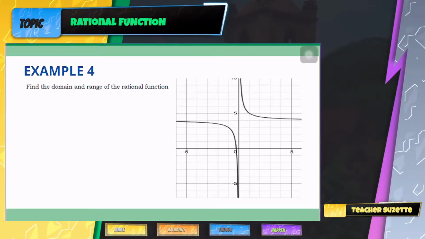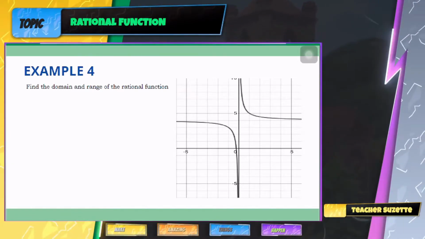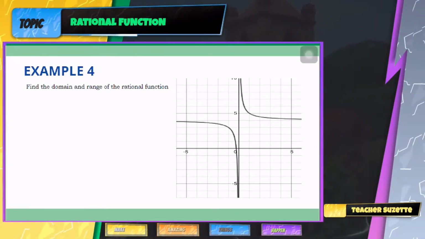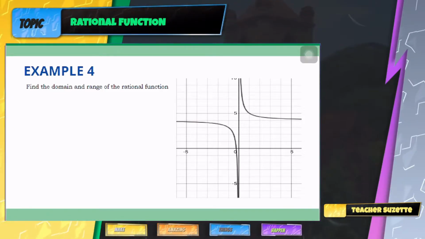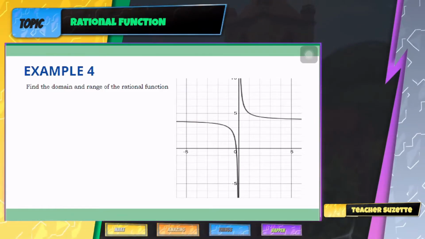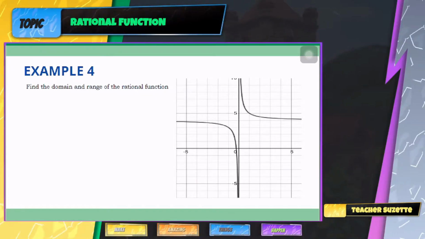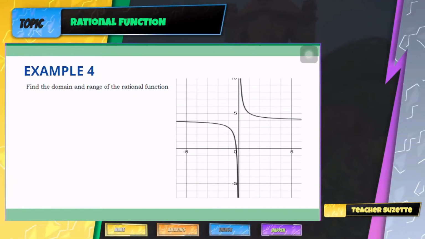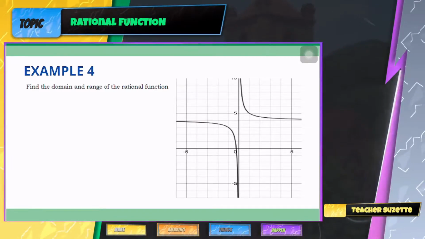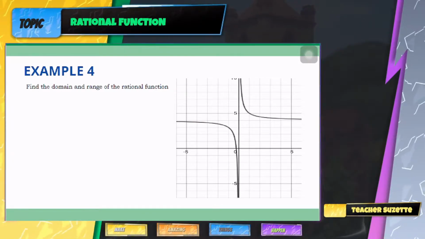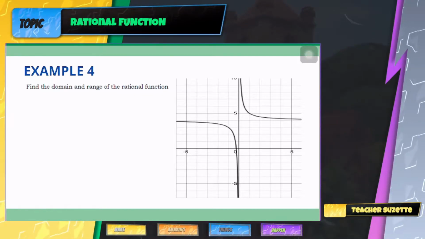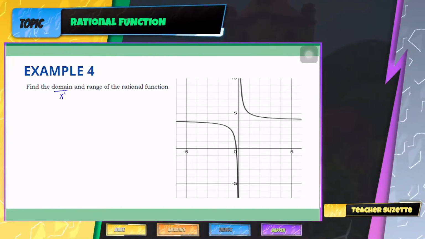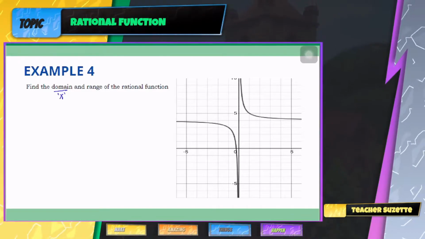Now, let's have our example number 4. This is just a continuation ng ating mga previous examples from previous videos. So, this part naman, we are going to find the range and domain of a rational function given a graph. So, again, domain talks about the set of all values of x. So, ibig sabihin, we are going to try to examine our x-axis.